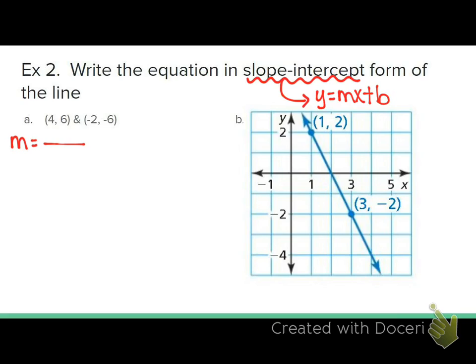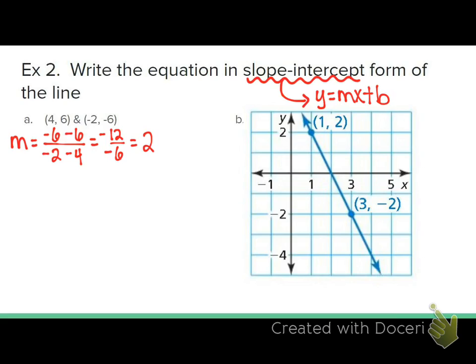How would I find the slope? y2 minus y1. Okay, so negative 6 minus 6 over negative 2 minus 4. What is that going to give me? Negative 12 over negative 6. A negative divided by a negative is a positive. 12 divided by 6 is 2. So a positive 2.